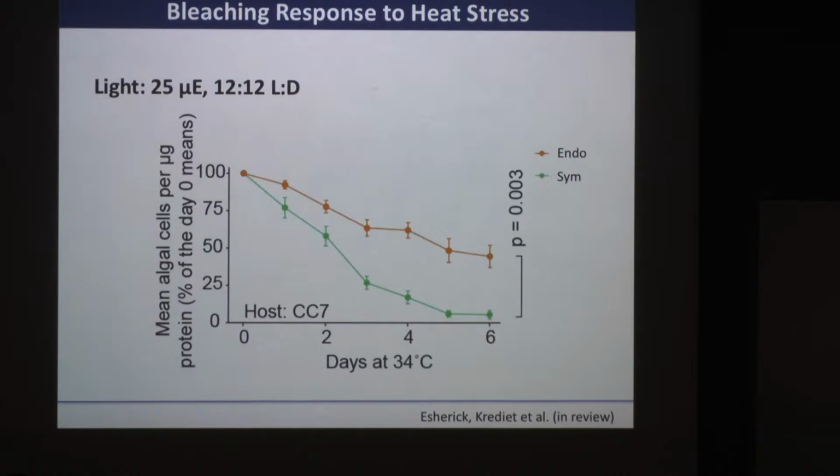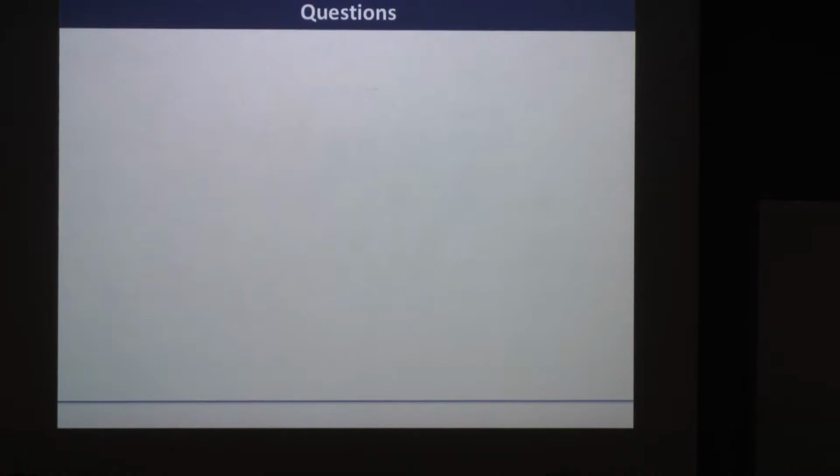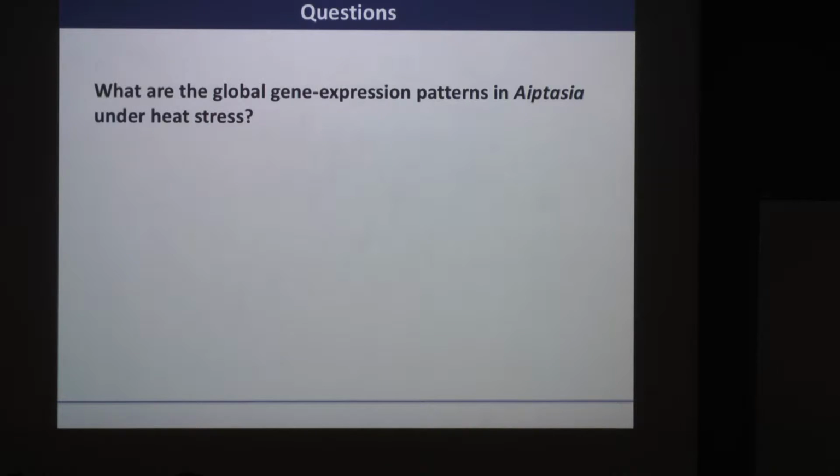Is it differences in host genotype? Is it differences in the symbiont genotype? Or is there something else coming into it? And so what we wanted to do is take a transcriptomic approach to get at this question and to ask what are the global gene expression differences in Aiptasia under heat stress in our different strains.